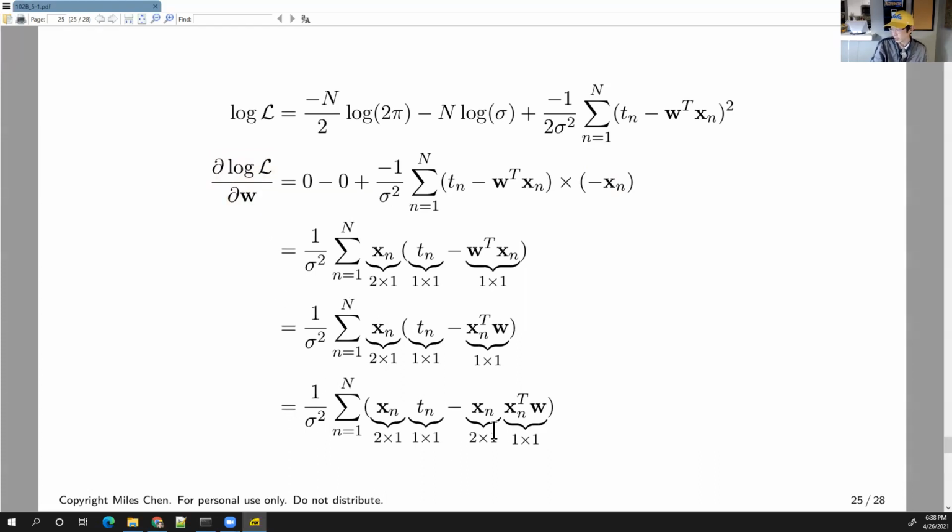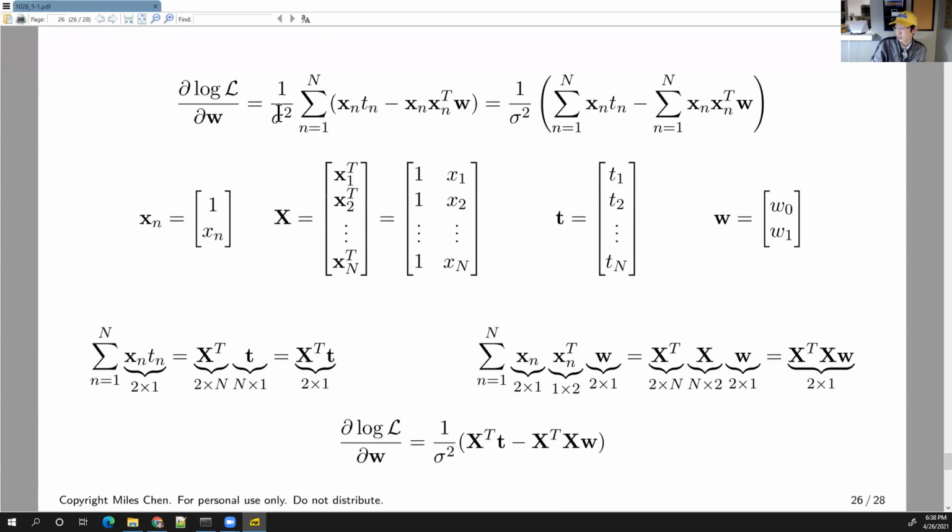All right, so here we have this, and if we ask how this all works out, I've got the sum of xn tn. This is a 2 by 1, and I'm going to distribute the summation term. So we've got the sum of xn tn minus the sum of xn xn transpose w. Just to remember, this is what our xn looks like, our 2 by 1, and big X can be thought of as each individual xn transposed, so a column of 1s and a column of the x values.